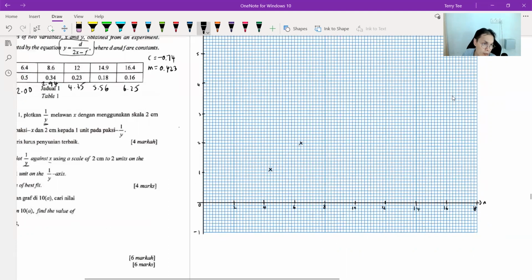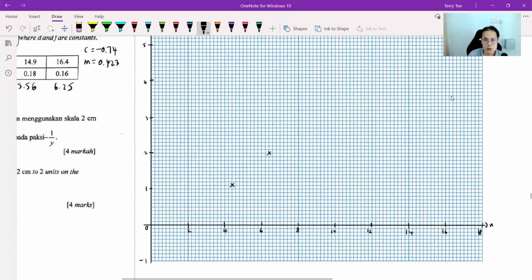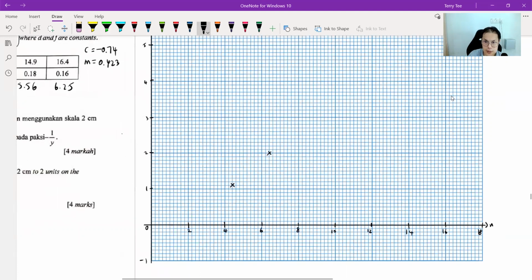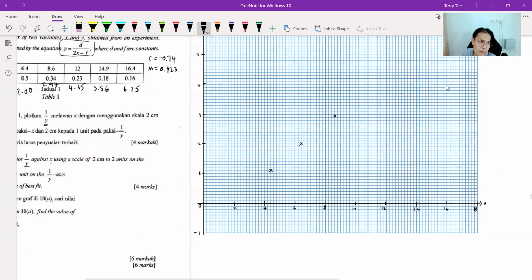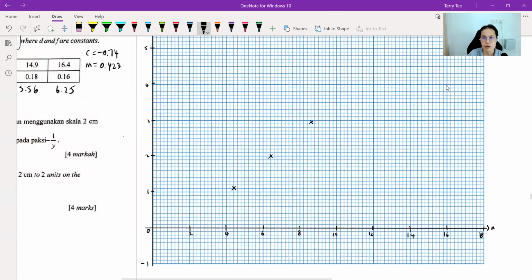Next will be 8.6, 2.94. Yeah. 8.6 will be here, 2.9. 2.9 is here, but 2.94, you can put 2.95 actually if you want. 2.95 is in between 2.9 and 3. Next one, 14.9 and 5.56. Okay, is this the next one? No, 12 and 4.35. 12, 4.35. 4.35 is in between.